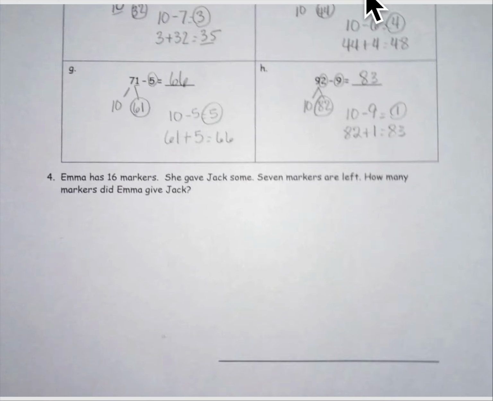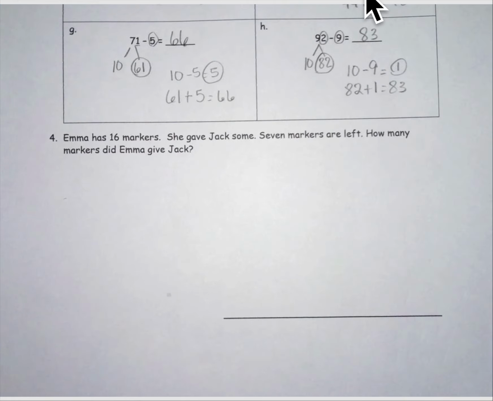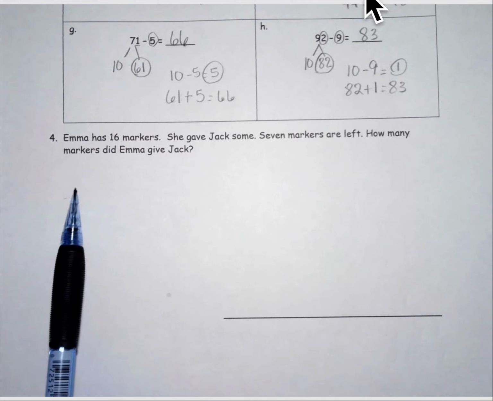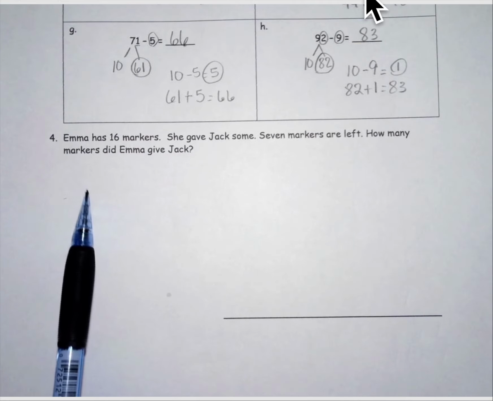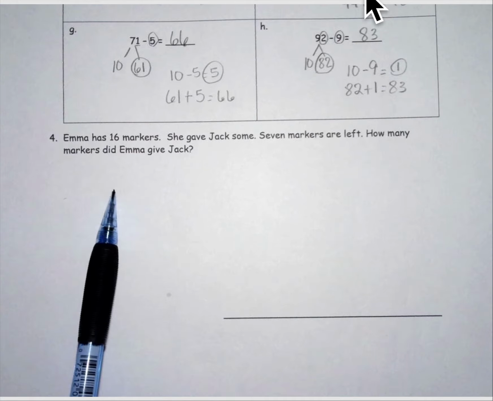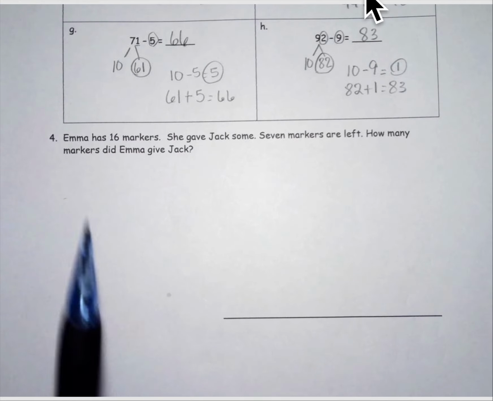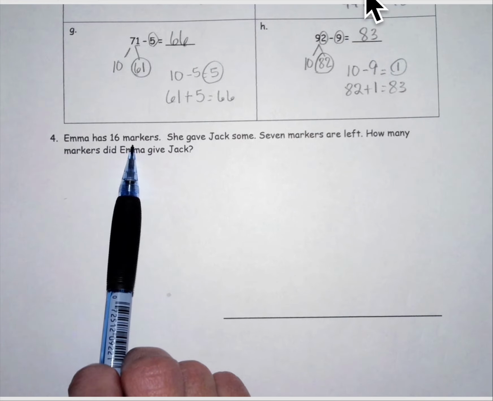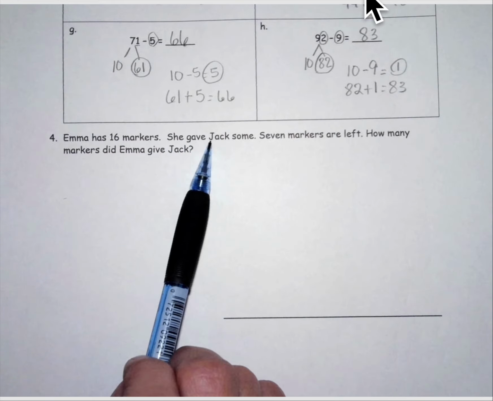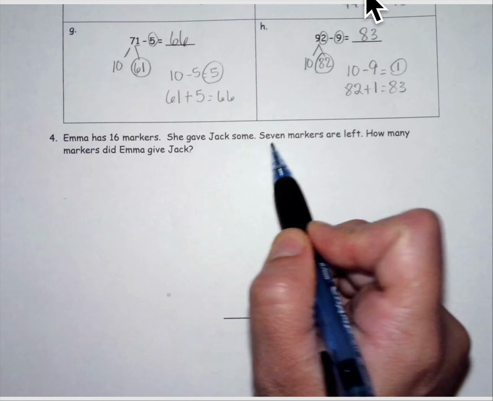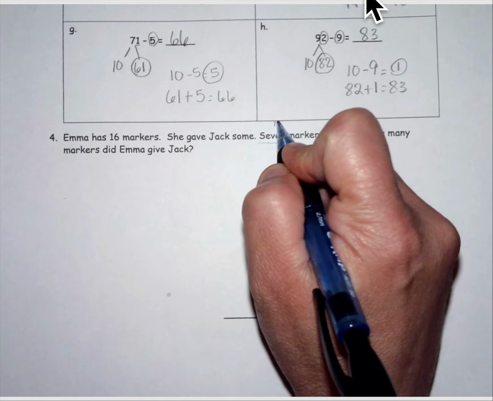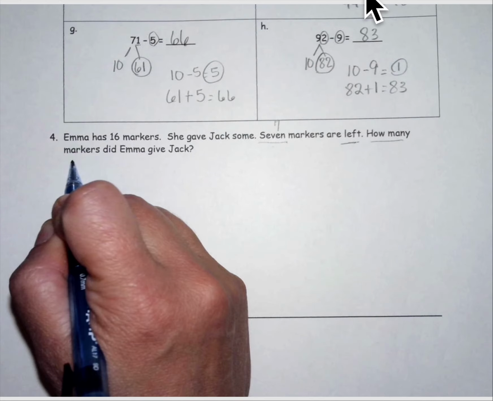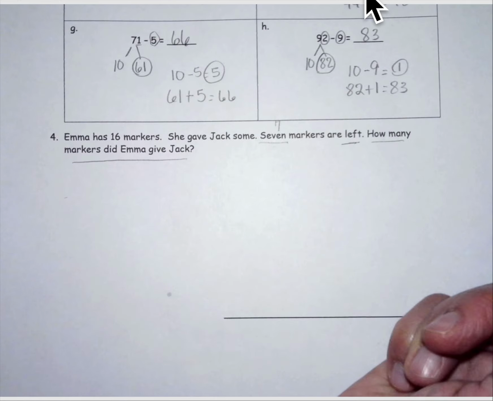All right, let's go ahead into our story problem. If we remember, every time we have a story problem, we're going to draw our strip diagram. Your parents might ask, what is a strip diagram and what's its purpose? You're going to tell them how we use a strip diagram. So let's review. Emma has 16 markers. She gave Jack some. 7 markers are left. How many markers did Emma give Jack?